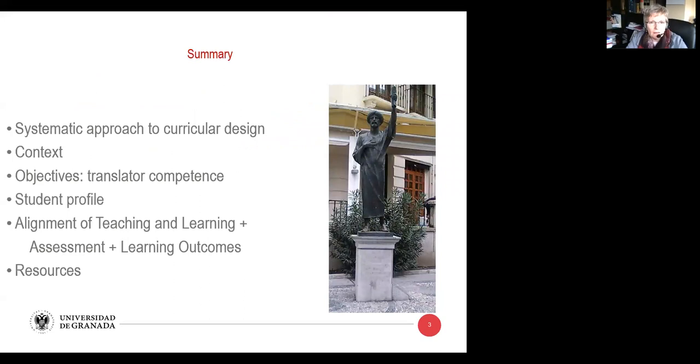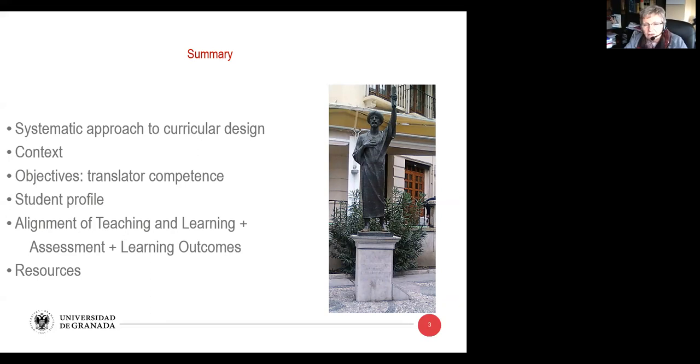Okay, that summary has come out a little bit small, but never mind. What am I going to look at? I'm going to look a little bit at the various different steps involved in a systematic approach to curricular design. And then I'm going to look at some of the aspects of the process in particular: context, objectives, and I'm going to talk there about translator competence, student profile, alignment, which is a very important issue in curricular design, and briefly about resources.